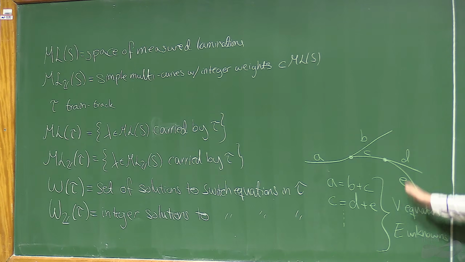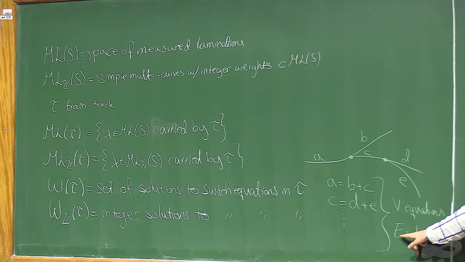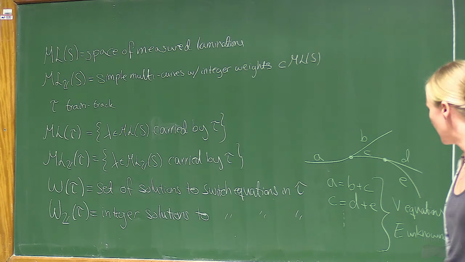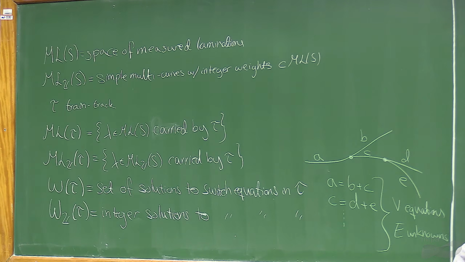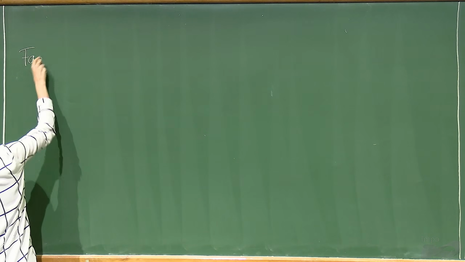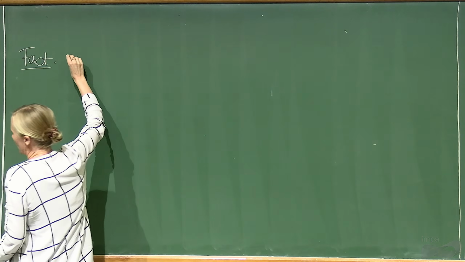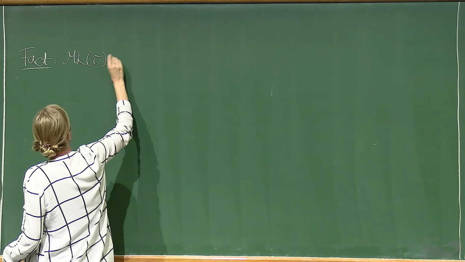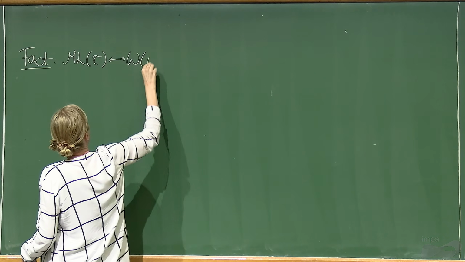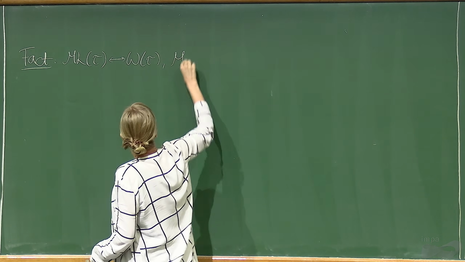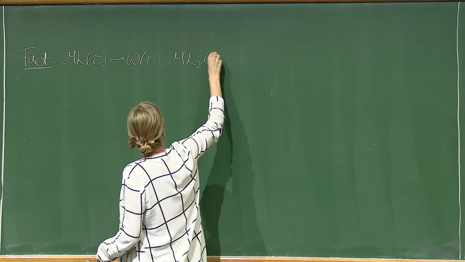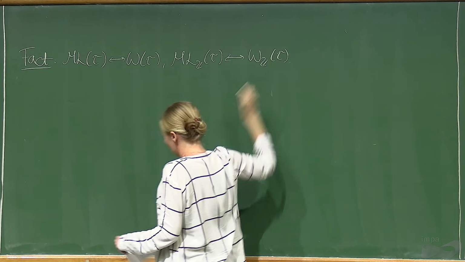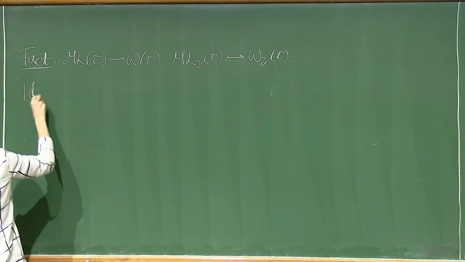So in general you get V equations, where V is the number of vertices, in E unknowns, where E is the number of edges. What I ended with yesterday is the following fact, which I will give you an idea of why it's true: we have a one-to-one correspondence between the measured laminations carried by tau and the solution set W of tau, and the same with the integer points. So let me give you an idea why this is true.